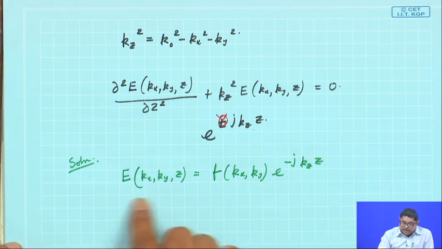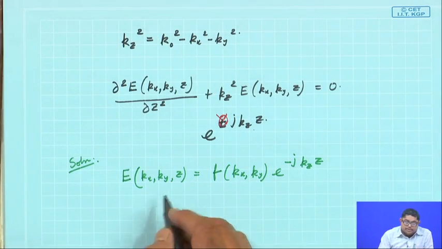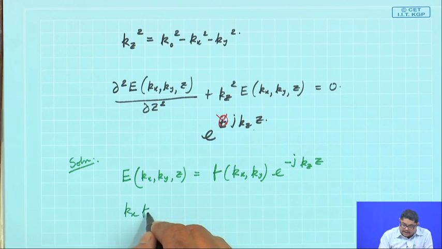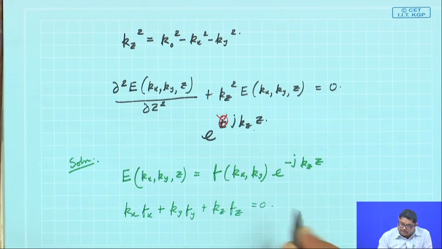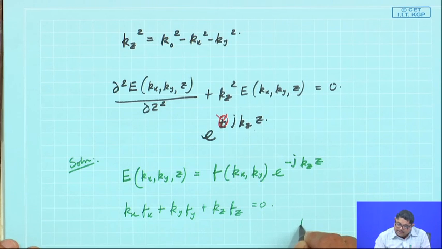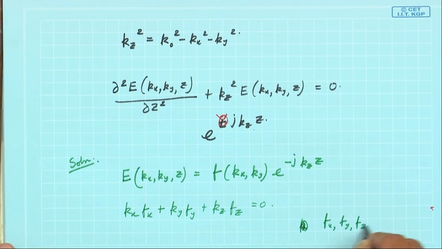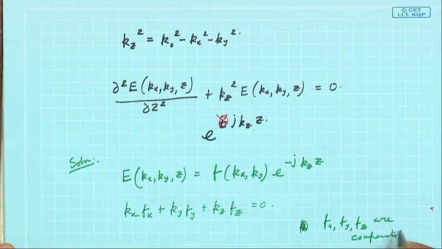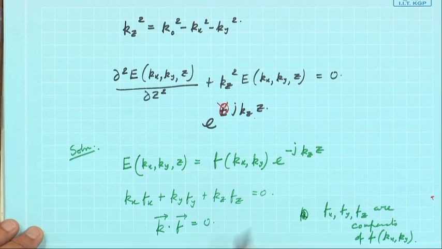So now this solution I have obtained from this equation. So let me put it in the other equation. If I put this solution in the other equation, you will see that we get k_x f_x plus k_y f_y plus k_z f_z is equal to 0, where f_x, f_y, f_z are the x, y, z components of f, and k_x, k_y, k_z are the components of k. Sometimes this is also written as k dot f is equal to 0, same thing.